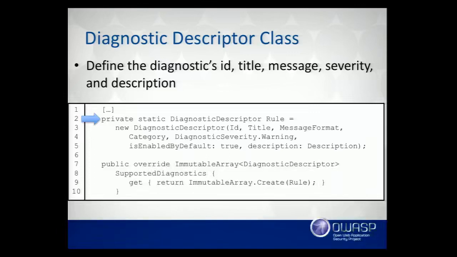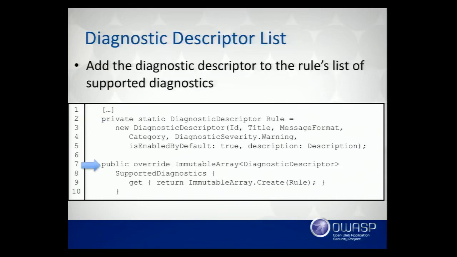Step 2, you have to actually create a diagnostic descriptor, which describes this rule that you want to create. You give it an ID, a title, a message format, and a description that describe what is going to be displayed to the user as they type in something potentially insecure. After you do that, you have to add that rule to the list of supported diagnostics for this particular rule set. So this can have more than one diagnostic raised out of an individual rule. Pretty simple so far, right?